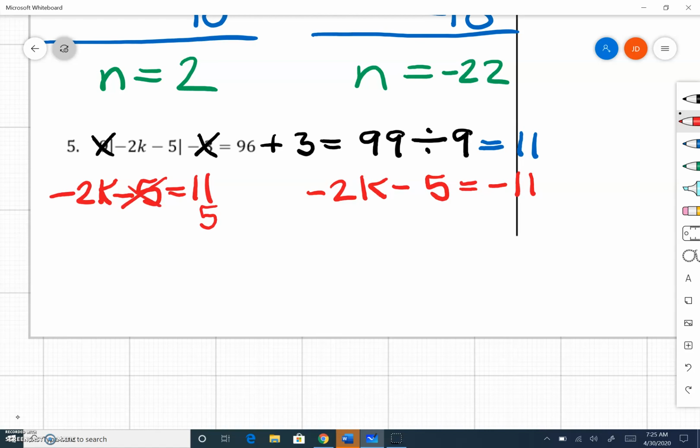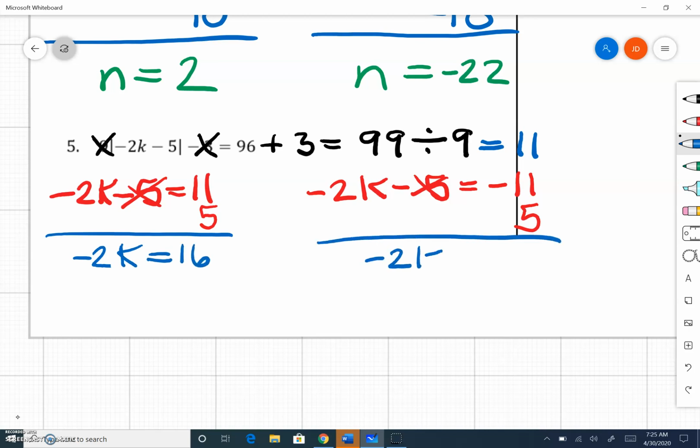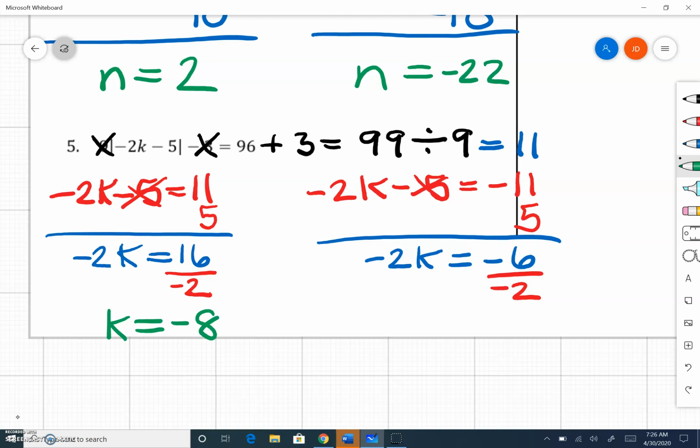5. 5 over here. That leaves me with negative 2k equals 16. This leaves me negative 2k equals negative 6. Now divide, because there's a number in front. My final answer, k equals negative 8. Over here, k equals 3.